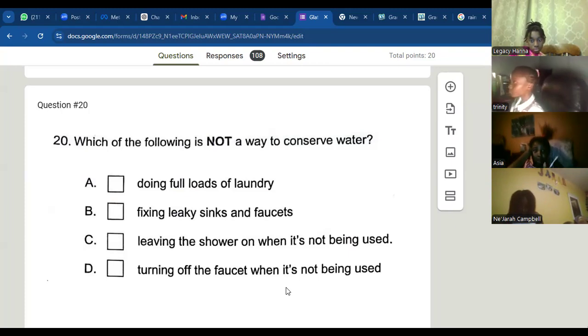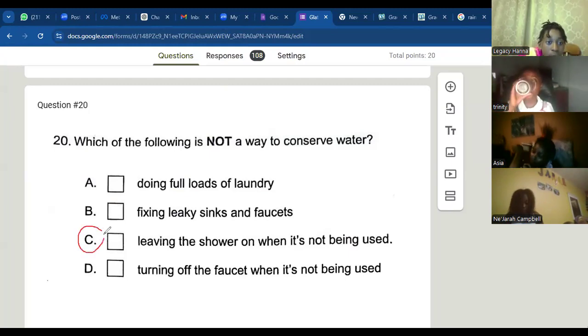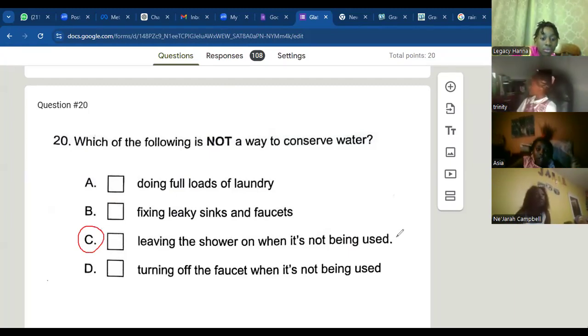All right. That was the last question. The correct answer for this one is definitely C. Why is C the correct answer? Because if you leave the shower on when it's not being used, it's just running and it's just wasting water. Very good. All right, so that's the end of that.